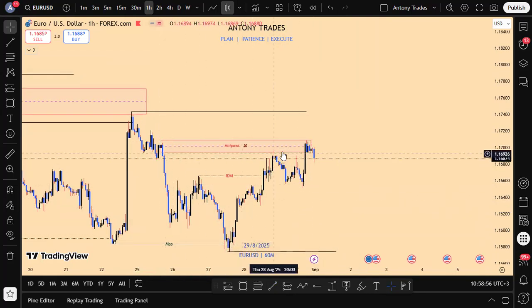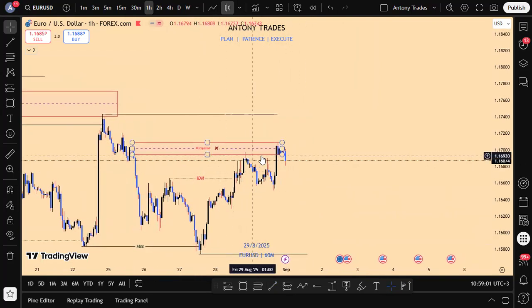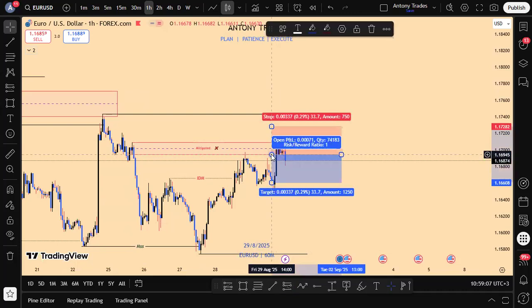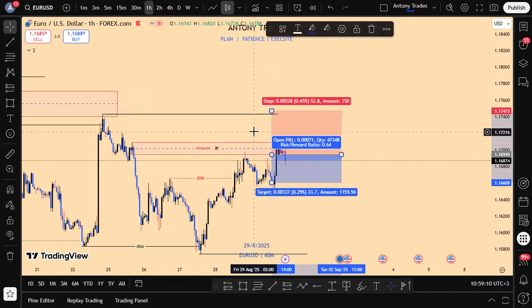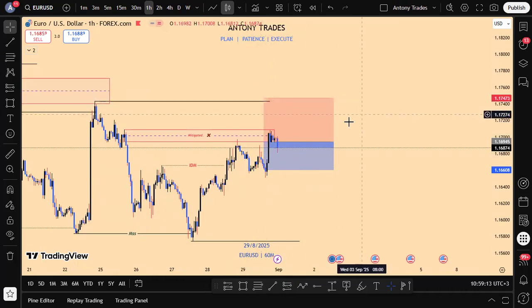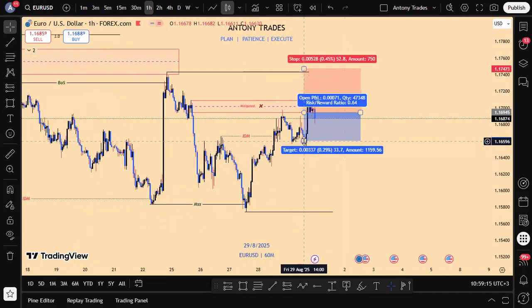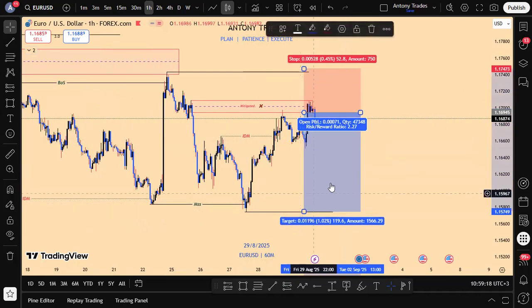The reason why I'm expecting to see a confirmation here is, if I take a sell from this area like this, where will our stop loss be? Our stop loss, guys, will be above here. This is a 50 pips stop loss, which is very large for me. If I try to take this trade, it will give me a risk to reward of 2.27, which is a good one. But I would like to have at least 3 risk to reward, and this is not giving me good risk to reward.